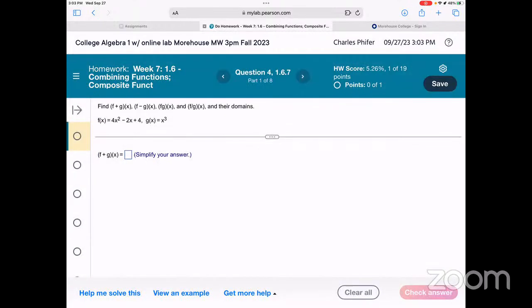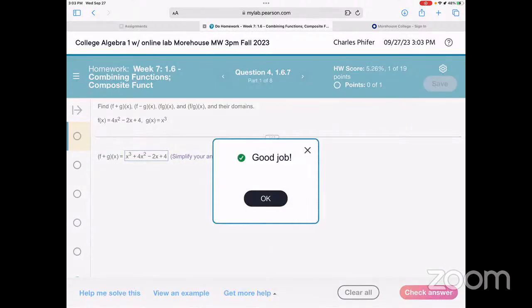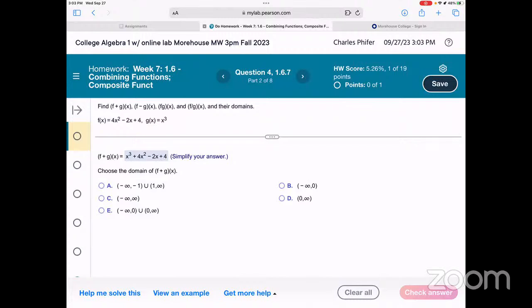Okay, find f plus g, f minus g, f times g, and f divided by g in their domains. So if we're saying f plus g, here we don't have any like terms, so we're just adding all the terms together. X to the power of 3 plus 4x squared minus 2x plus 4. Okay. As usual, if anything isn't clear, if you have questions about anything, feel free to unmute yourself to get my attention or type it in the chat and we can talk about it. Okay. So the domain of f and g are both all reals. So all reals intersection all reals should be all reals. There's no restrictions on any of these functions.